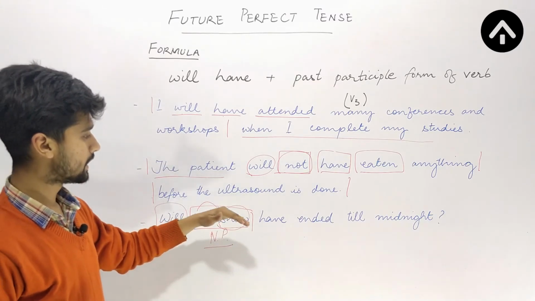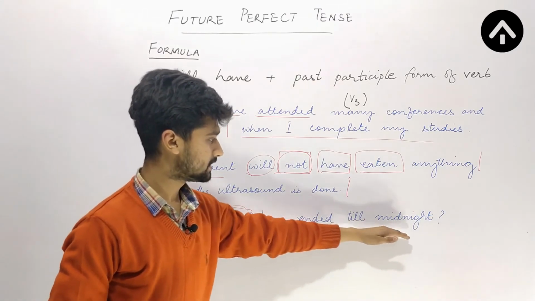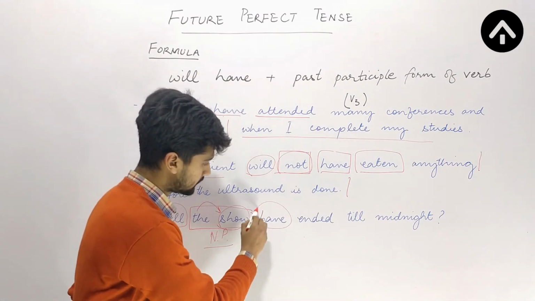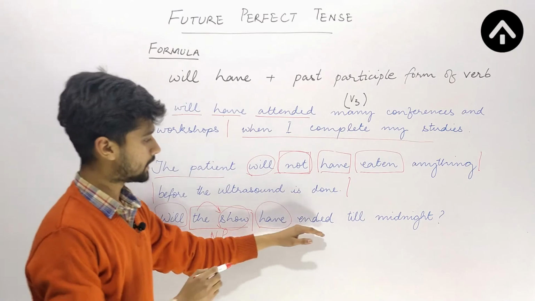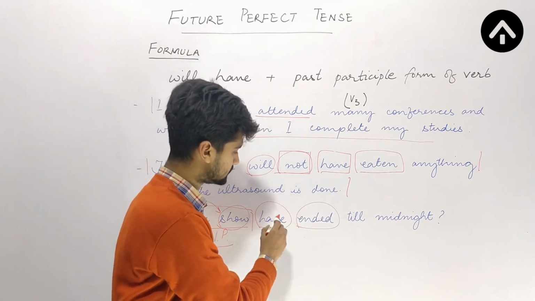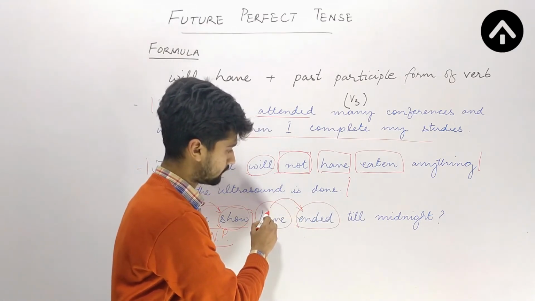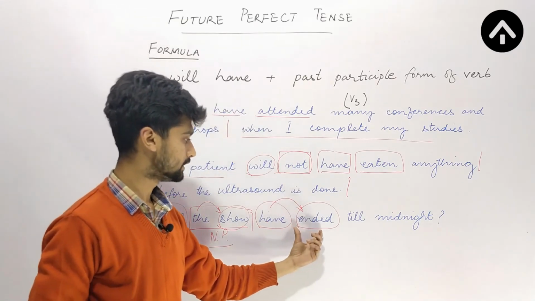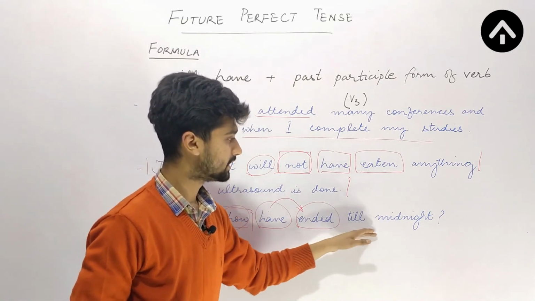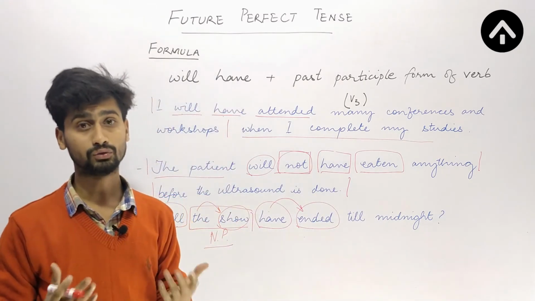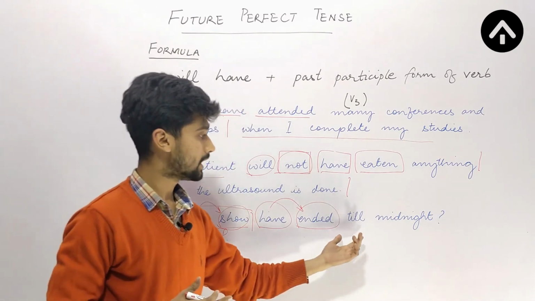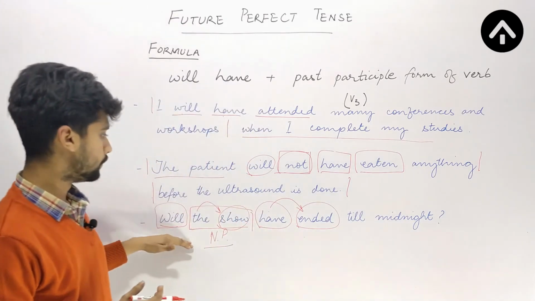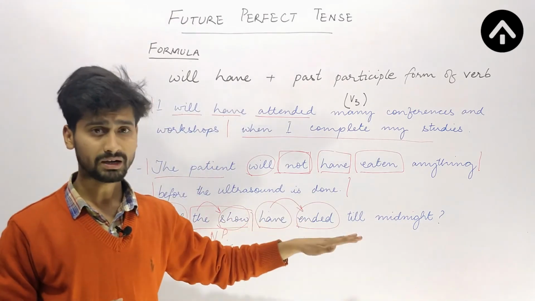Will the show have ended till midnight? So this is a question. Have is denoting the perfect aspect, and why am I using "ended"? Just because of this "have". I'm using the third form of the verb end, so it will become "ended till midnight". This is actually a kind of deadline. You may understand it like this: I'm writing a deadline here. So, will the show have ended till midnight?